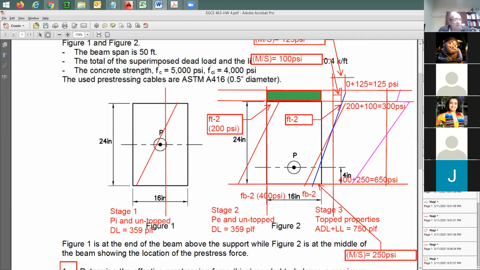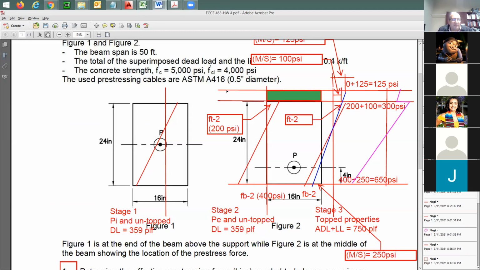Okay, good. Now what should I do? Now I need to take this red distribution and this blue distribution and add them to each other. Now you have two distributions of stresses, right? Just add them. So how do you do this?